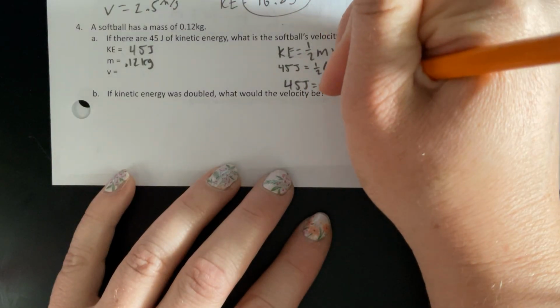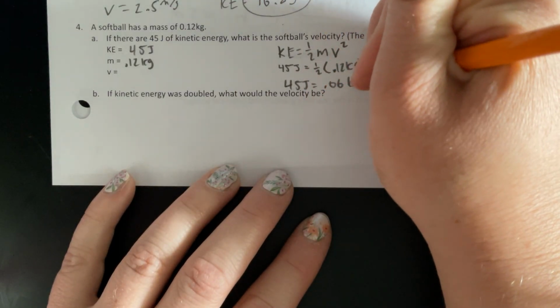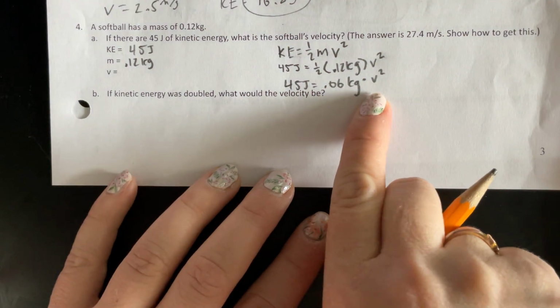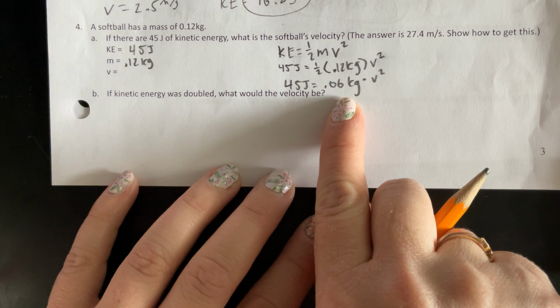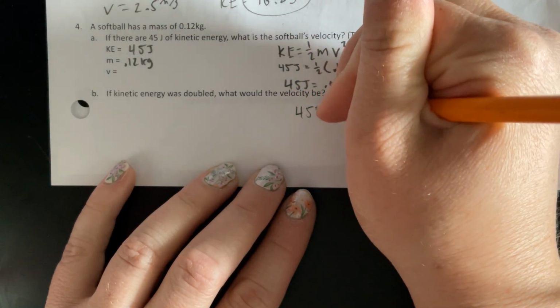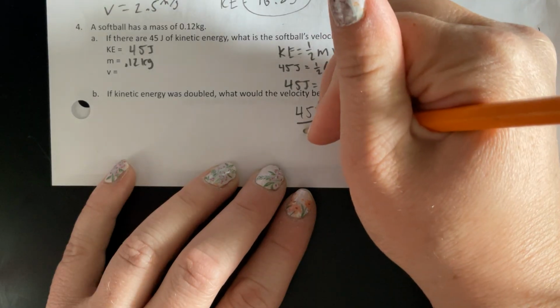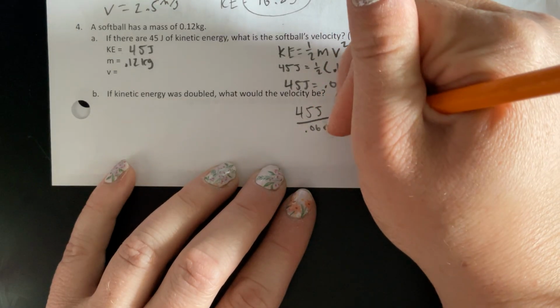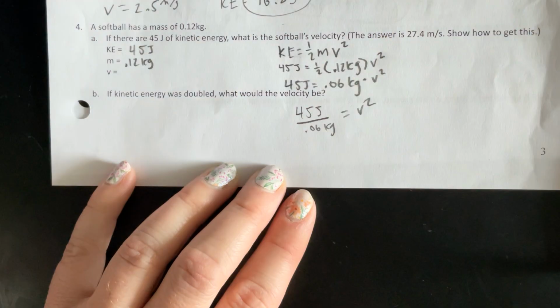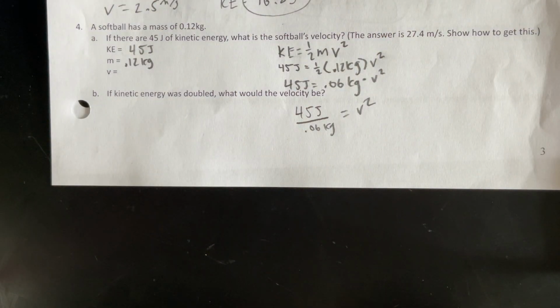So that's going to be 0.06 kilograms times V squared. How do I undo multiplying by 0.06? Cool. So I'm going to have 45 joules over 0.06 kilograms equals V squared. I just divided both sides by 0.06. Did I lose anyone on that step?